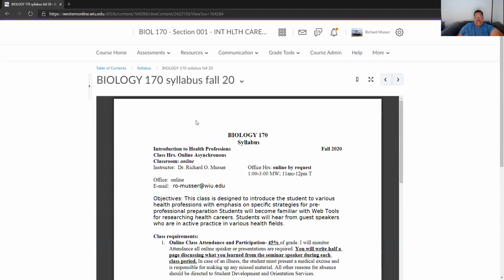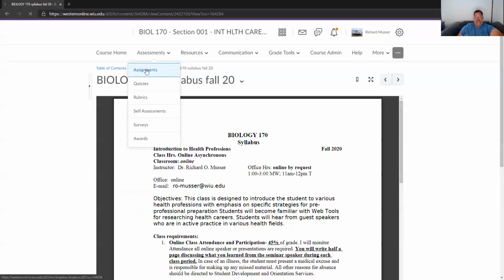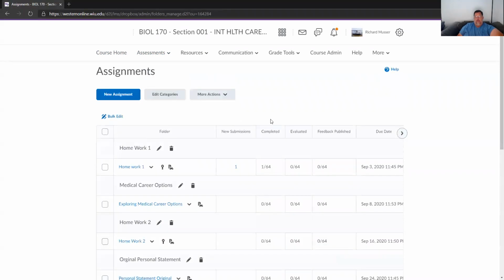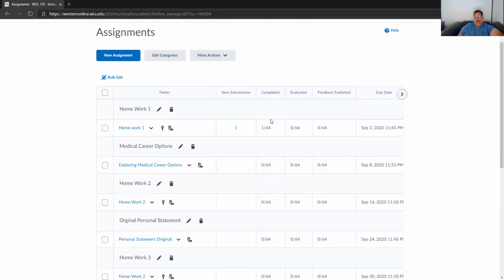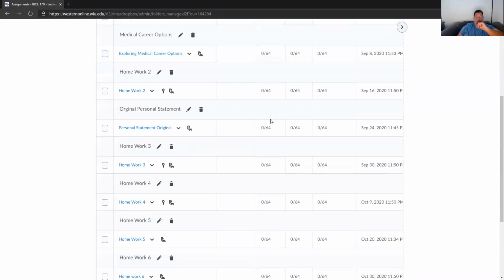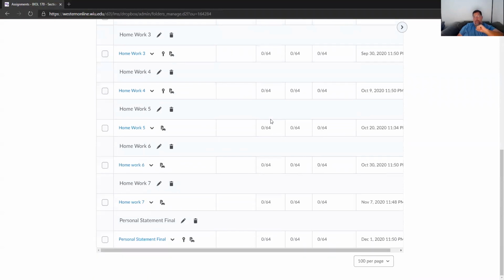Looking again at Western Online, we also have assessments. This is where your assignments will be. And you'll see that I have quite a few assignments already posted, and you need to pay attention to these dates. You need to come back to Western Online often to make sure that you are completing the assignments on time. Again, most of the assignments are posted, but there are going to be other assignments that may come in the middle of some of these that you need to look at.